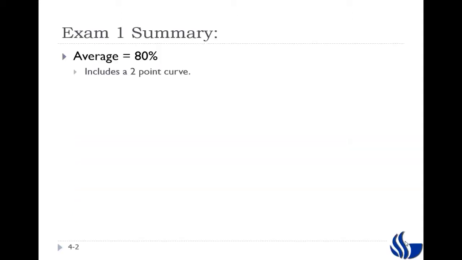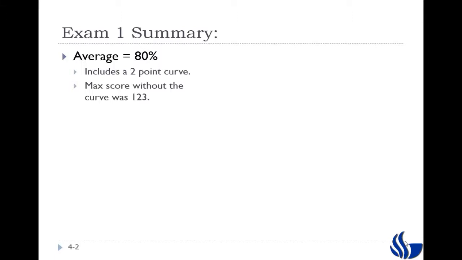So here's the breakdown. The average on the test was 80%. That is after including 2 points, curve points. So everybody received 2 points. Why 2 points? Well, the maximum score without the curve was 123 out of 125, so 2 points makes the maximum score 100%.